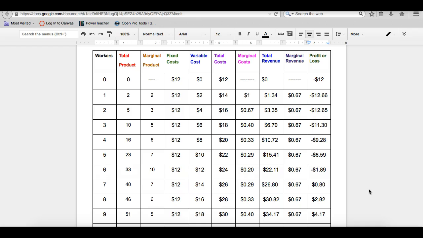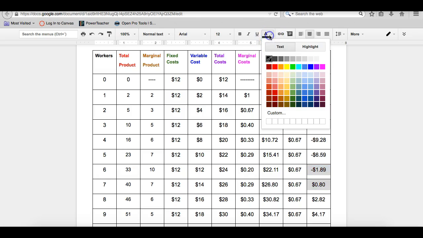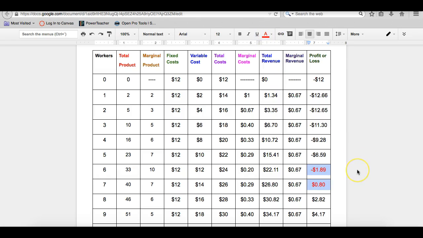Well, in this case, what you would do is look at where the profit or loss column goes from a negative number to a positive number. So between 6 and 7 workers, notice that it goes from a loss of $1.89 to a profit of 80 cents. I'm going to highlight this and turn it red. That is going to be where our break-even point is. So somewhere in between those two workers, we have it being exactly 0.